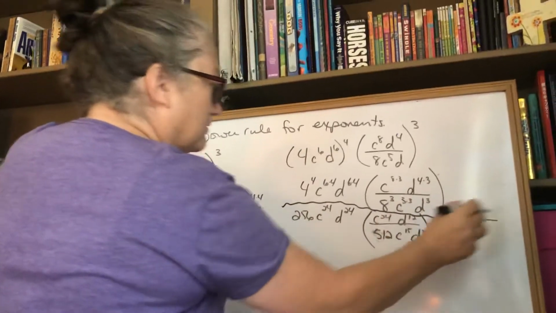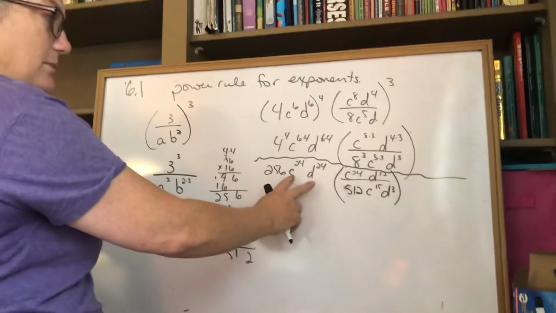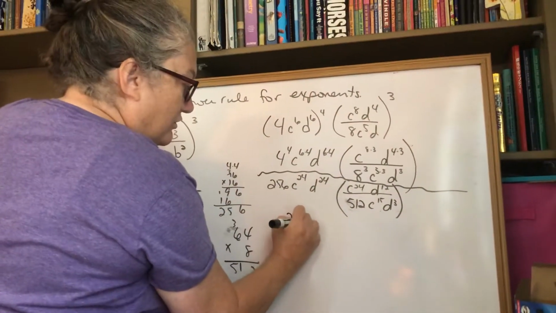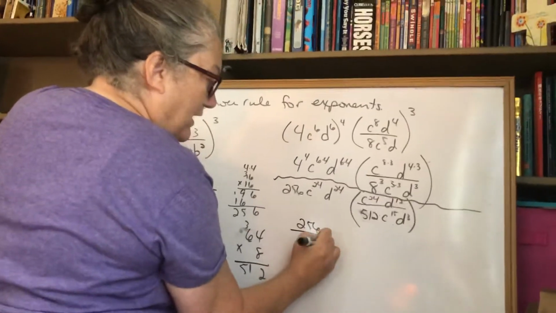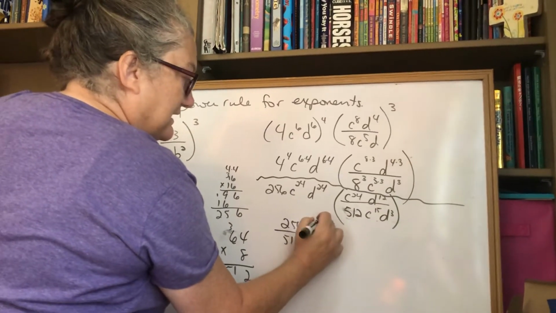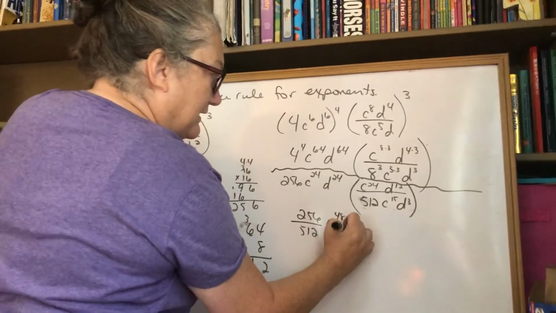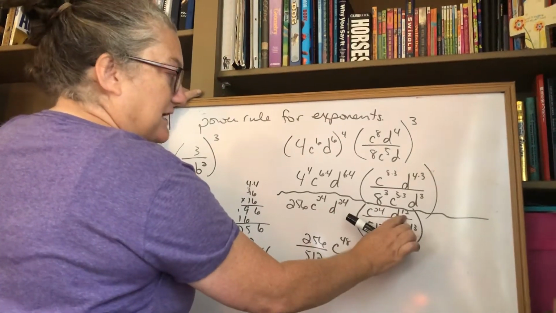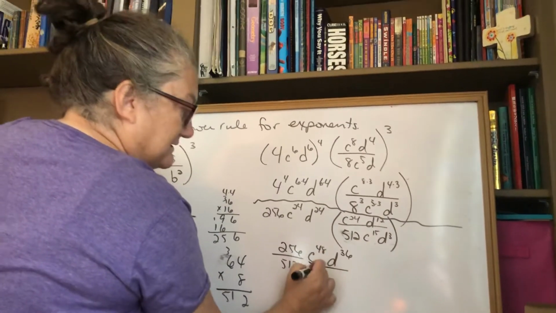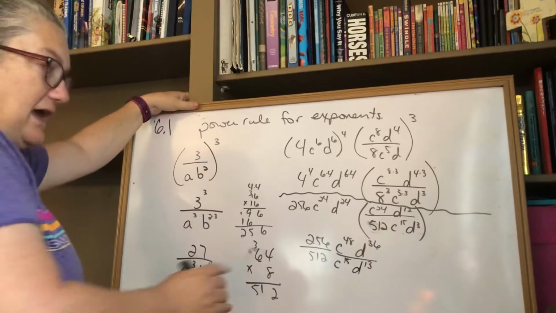Okay. All right, so now we need to start simplifying here. Remember when you multiply, you just add the exponents together. So we have 256 over 512. C to the 24 plus C to the 24 would be C to the 48. D to the 24 plus D to the 12, we add the exponents together, would be D to the 36, over C to the 15, D to the 3. So now we have dividing.